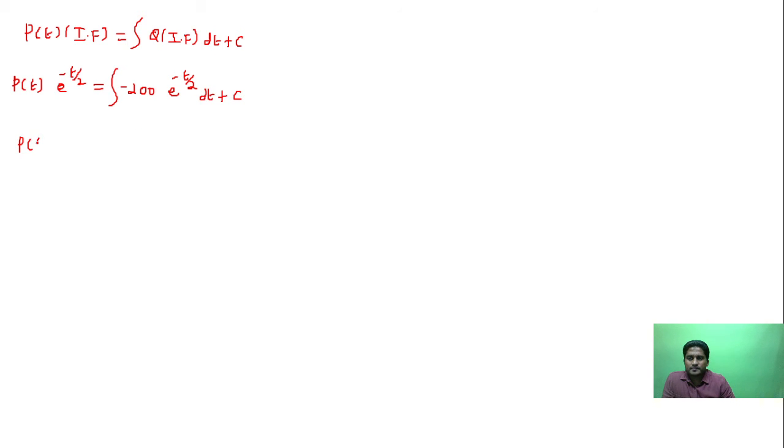Now p of t into e to the power of minus t by 2 is equal to minus 200. E per x is e per mx: coefficient of t is minus half, divided by minus half. This is plus c. So this goes to numerator. You get p of t into e to the power of minus t by 2 is equal to 400 e to the power of minus t by 2 plus c. Let's call this equation 1.